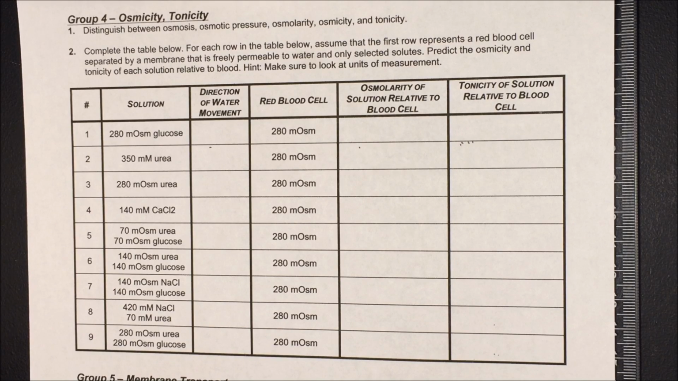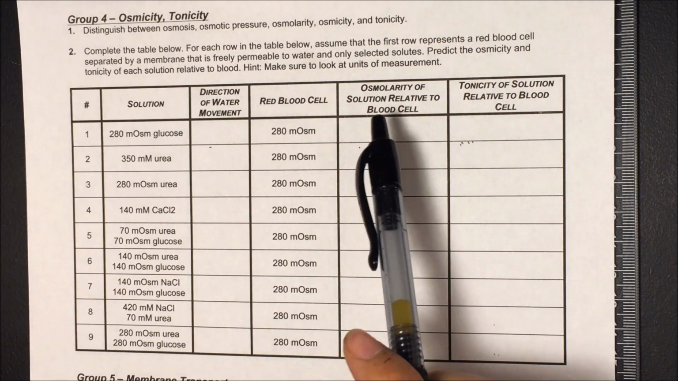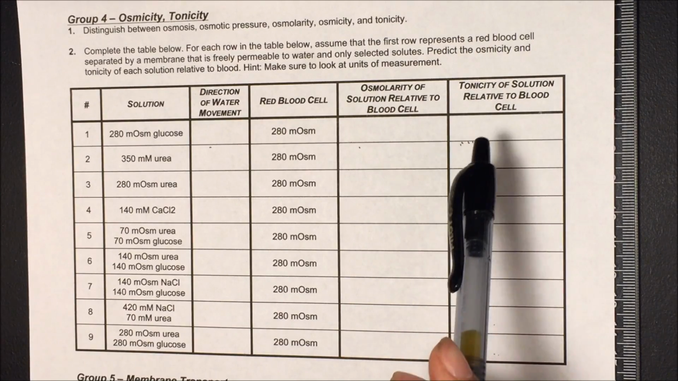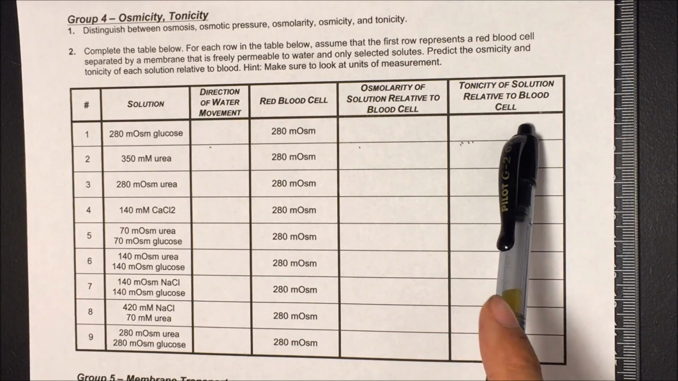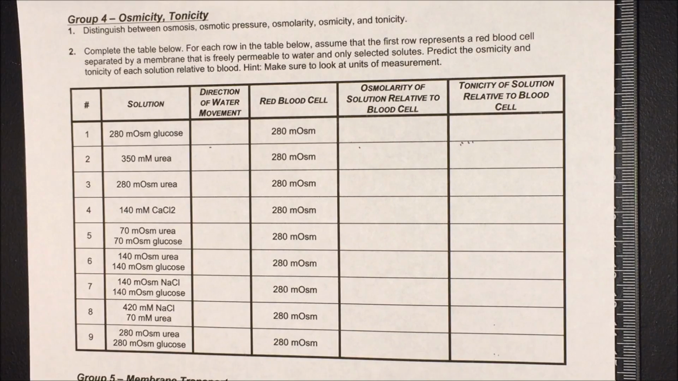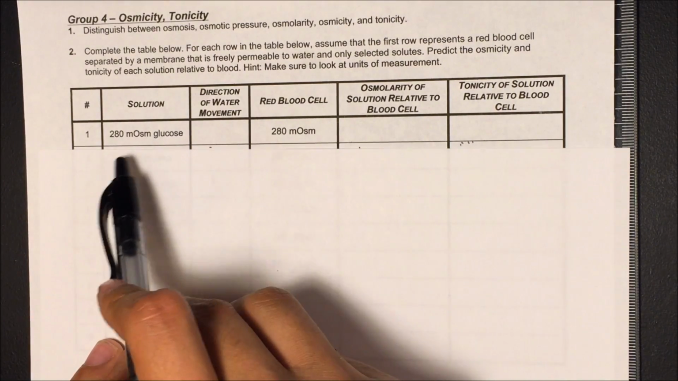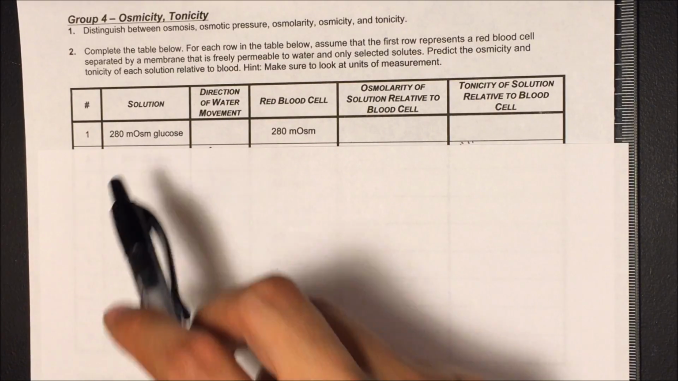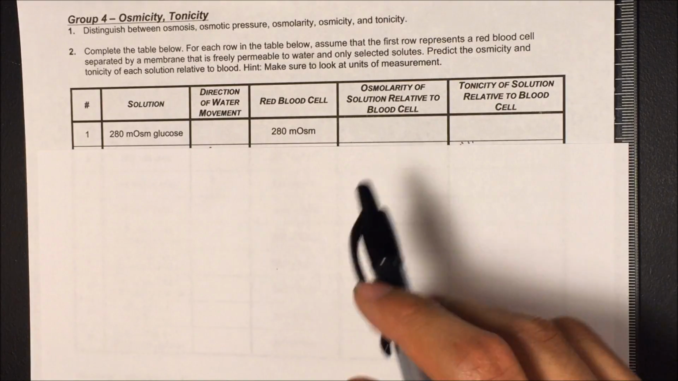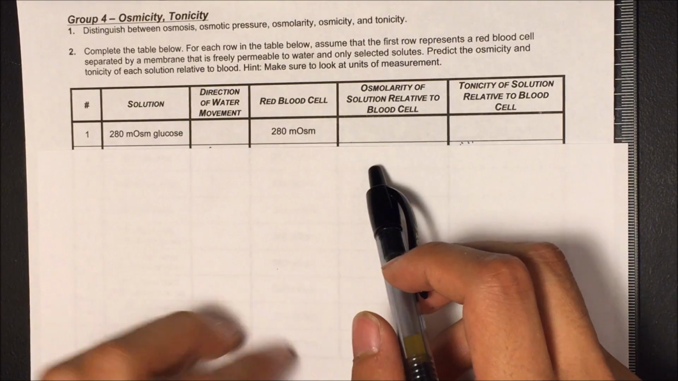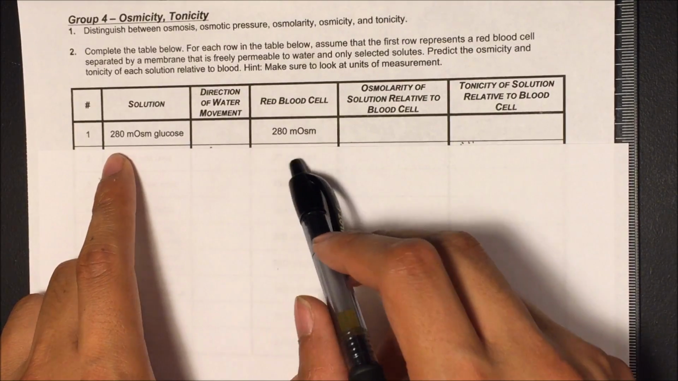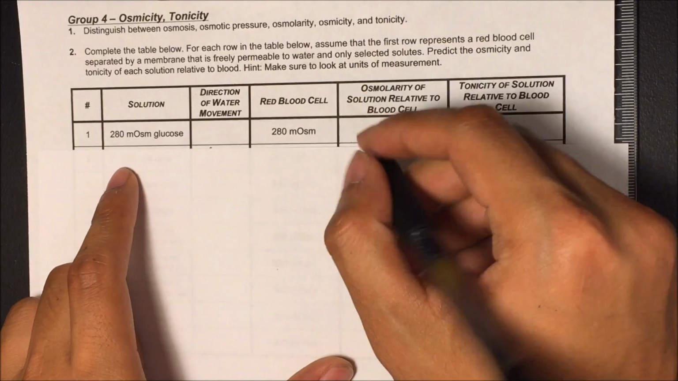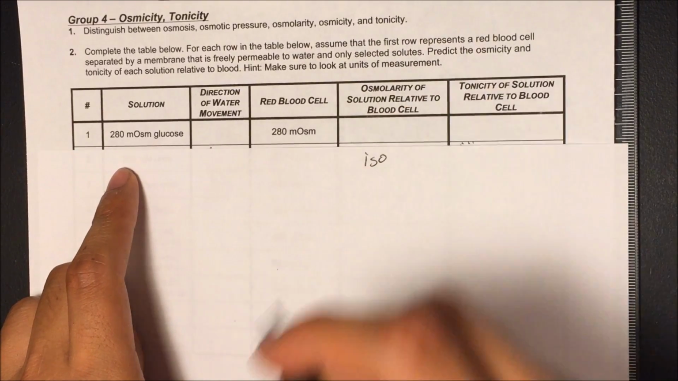The best way to complete this chart is to first find the osmolarity, and then secondly find the tonicity of the solution, and then lastly the direction of water movement. So in our first example, we have 280 milliosmoles of glucose. Since it's already in the correct units, we don't have to do anything to it. And so to find the osmolarity, we just simply compare 280 with 280. Now since they're both equal, the osmolarity will be isoosmotic.